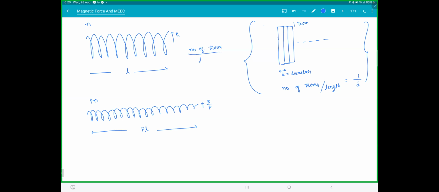So number of turns per unit length. Let's have the capital N actually, getting confused unnecessarily. N is the number of turns, small n, P, too many symbols. This is N by L. Here, what is small n? Pn by Pl. So that is still N by L only. So you're done. The first one, the magnetic field is equal to mu naught n I, constant. It does not change. 1:1.